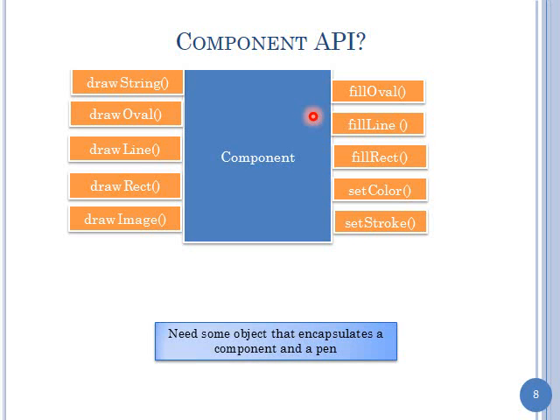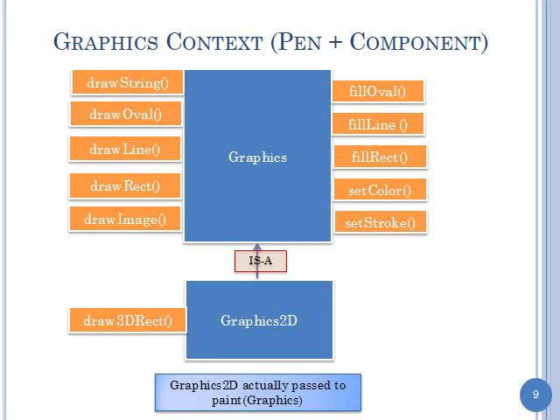We need some object that encapsulates a component and a pen. Okay? And that is called a graphics context in general. And it happens to be called a graphics object in Java. It's a context. So you always paint within some context. There was a windows system called X that was a very influential system, and that invented the term graphics context. And now these methods are not in component, but they are in graphics. And now it makes sense to have a color for the pen that is separate from the color of the window. And we can have a get stroke, a set stroke, and so forth.